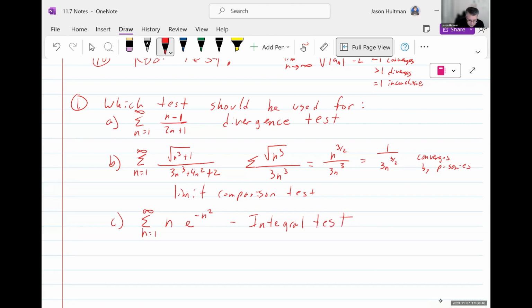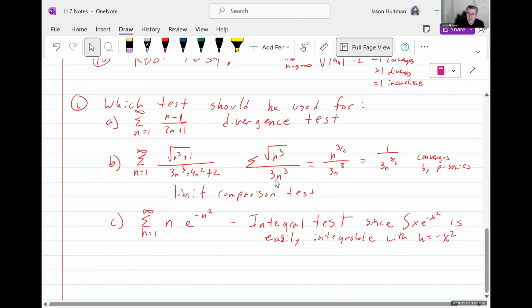So we're going to do integral test on this one. Since the integral of x e to the negative x squared is easily integrable, because it's not even integration by parts. It's just a basic u sub with u equal to negative x squared. So we could get a nice u sub out of that.